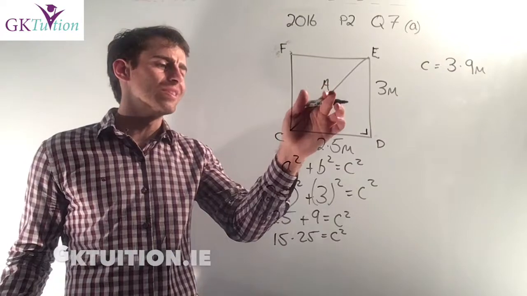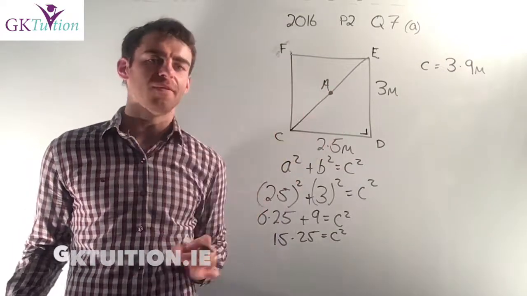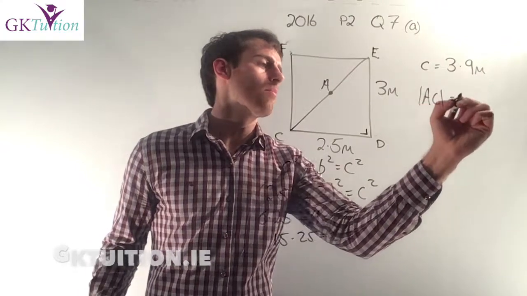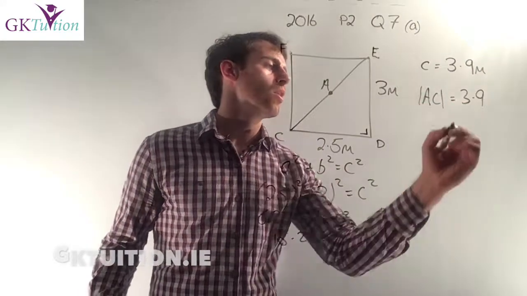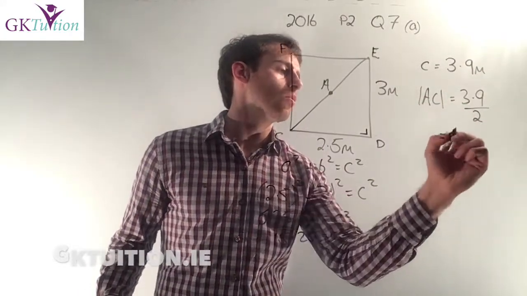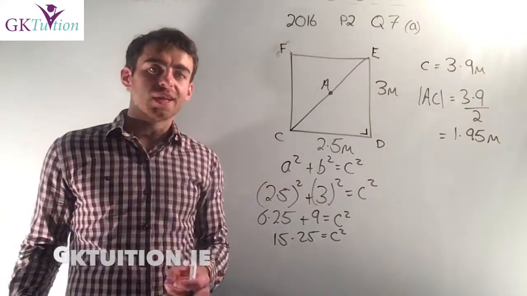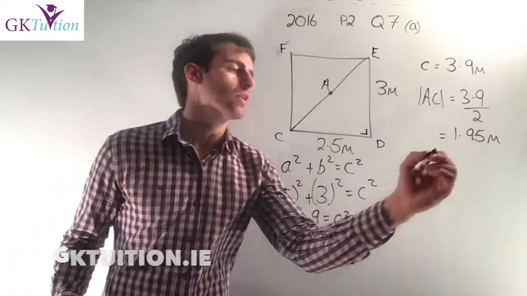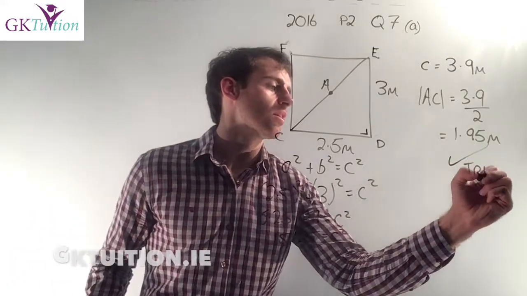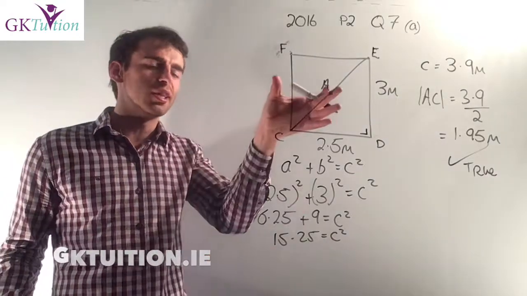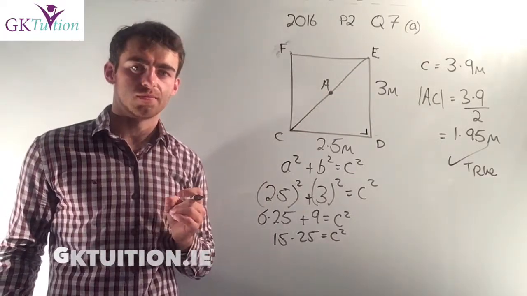But I've been asked to find the distance AC, which is half of that. So in order to get the distance AC, I'm just going to get my answer and divide it by 2. 3.9 divided by 2 will work out as 1.95 meters. And again, I was asked to show that or to prove it, so I'd put a tick beside it and say that it's true. So again, very straightforward question, as long as you identify which diagram you should be using.